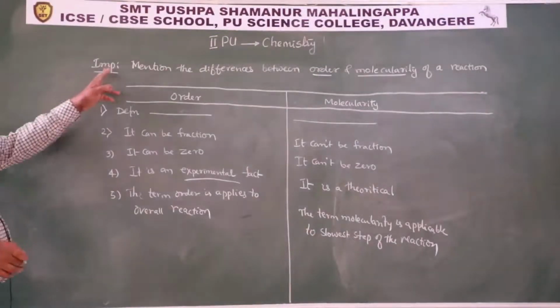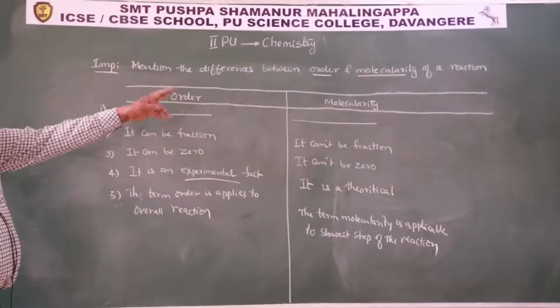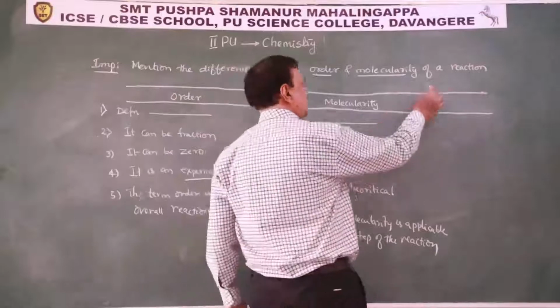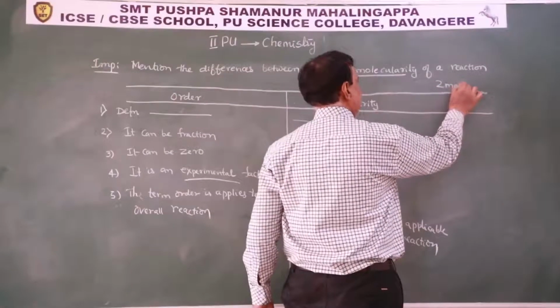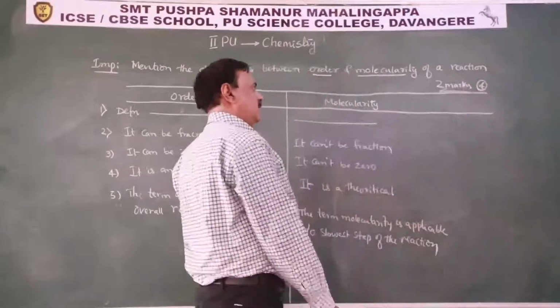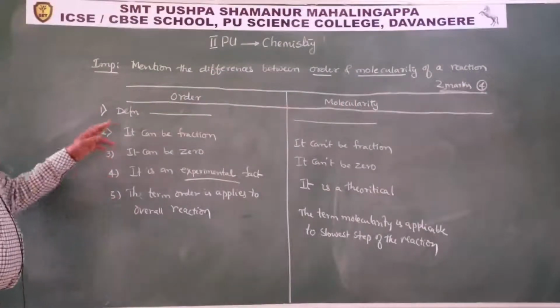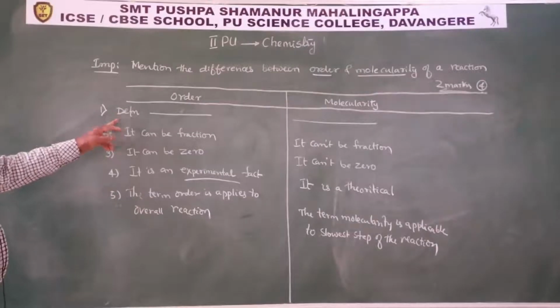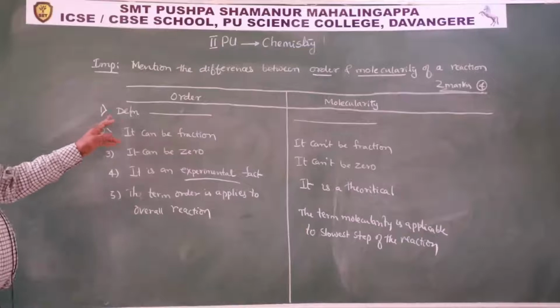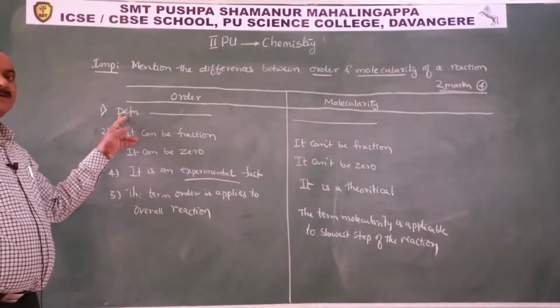This is a very important question. Mention the differences between order and molecularity of a chemical reaction. Usually they will ask it as a 2 marks question. Mention at least 4 differences among these, but the first difference should be the definition itself. Out of these 4, you can write any 3. Therefore, the definition should definitely be there.